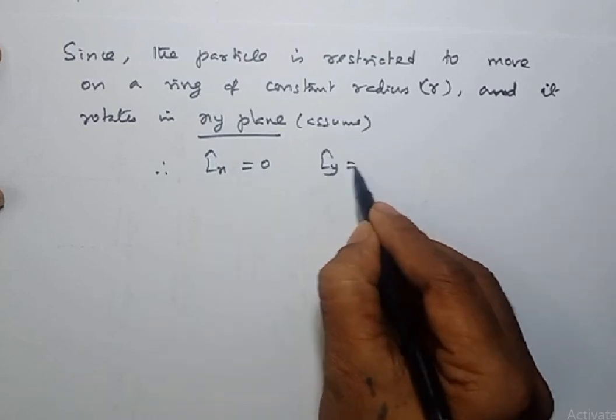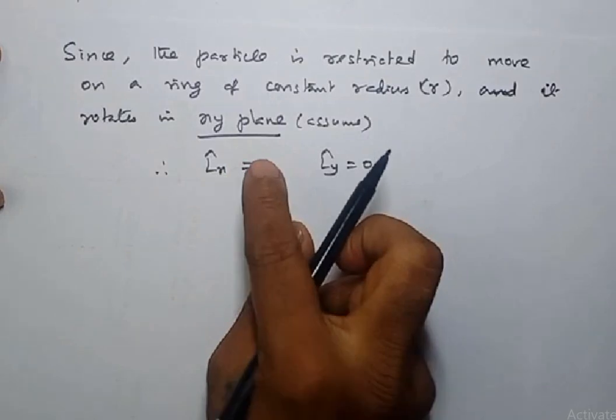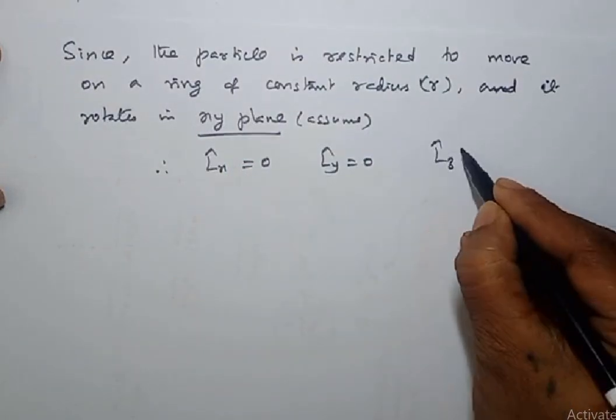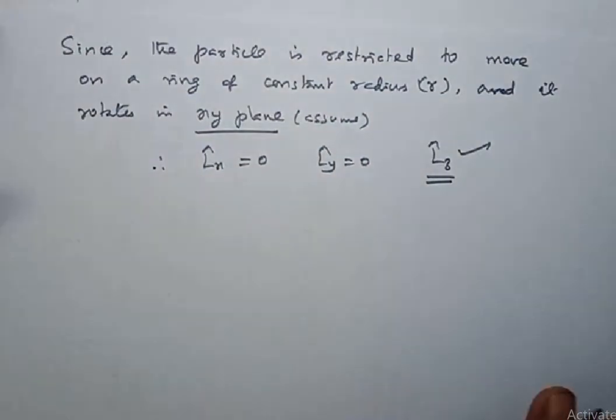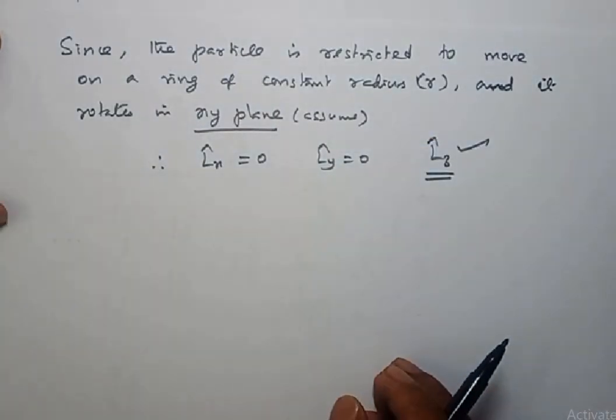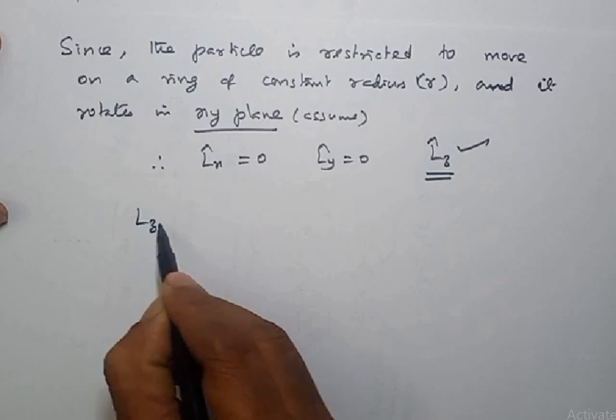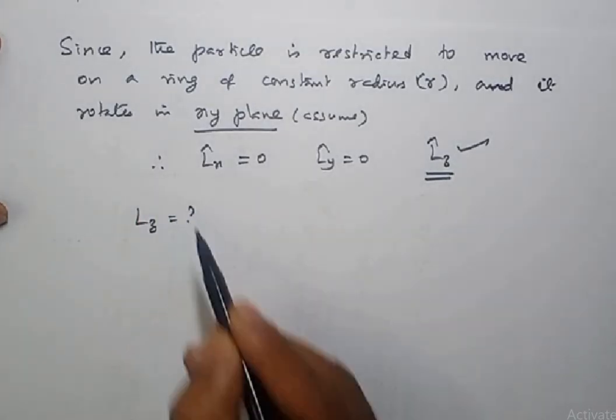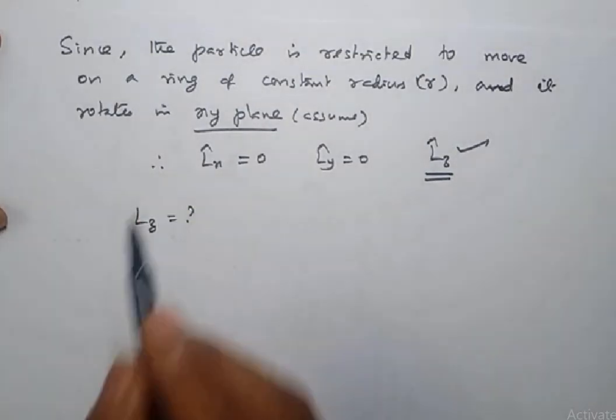The y component of angular momentum is 0. The only angular momentum that exists is the z component of angular momentum. What is the magnitude of the angular momentum? Magnitude means just Lz. What is the value of Lz? How to find it? It's very, very simple.